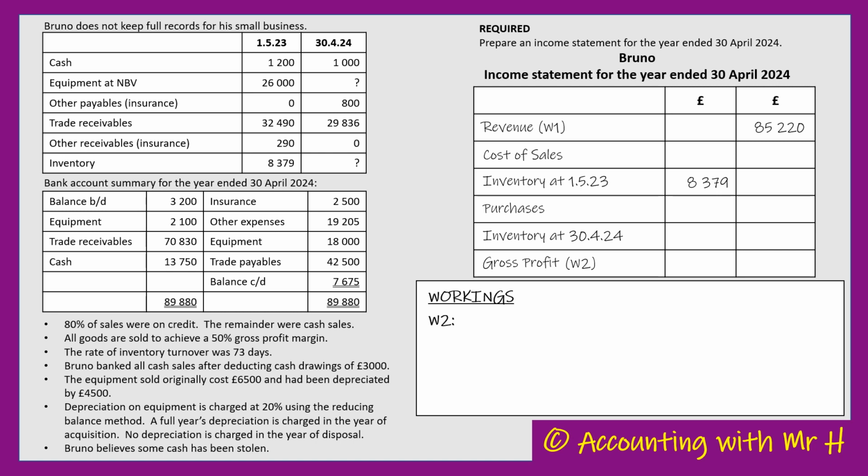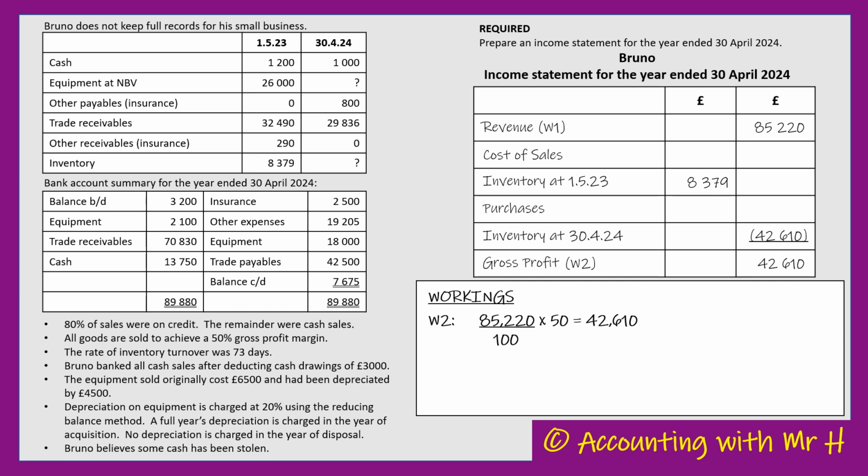So my second working then is just simply, if he's selling his goods to achieve a 50% gross profit margin, that means that 50% of his revenue becomes his gross profit. So we know the revenue is 85,220, so 50% is 42,610. So that is his gross profit. And if half of his revenue is gross profit, the other half must be spent on the cost of sales. So now I can put the cost of sales figure in as well.